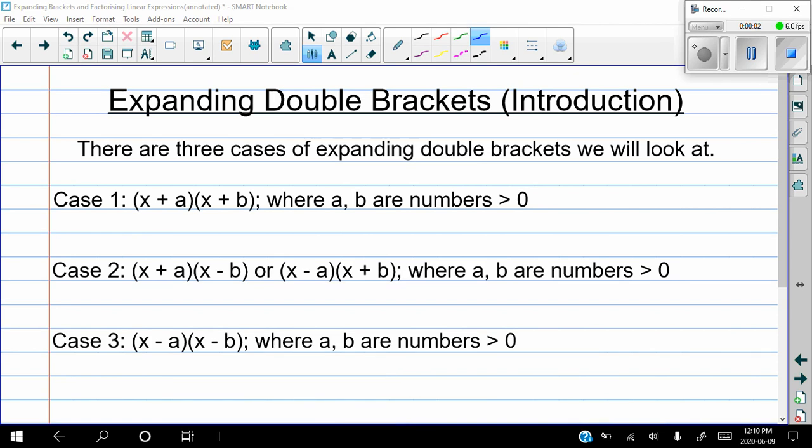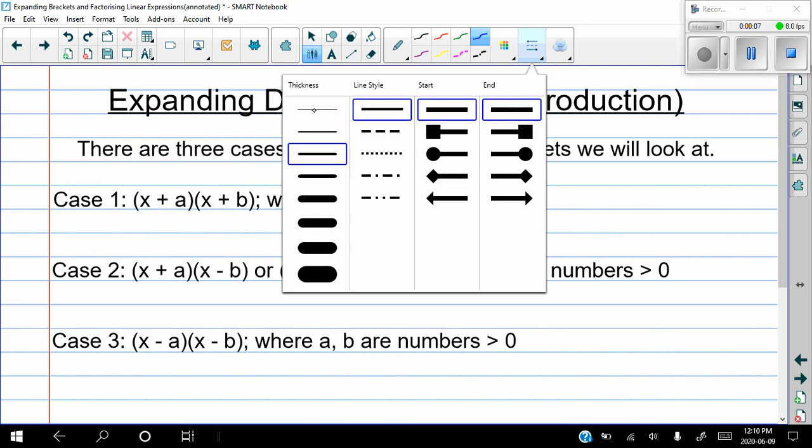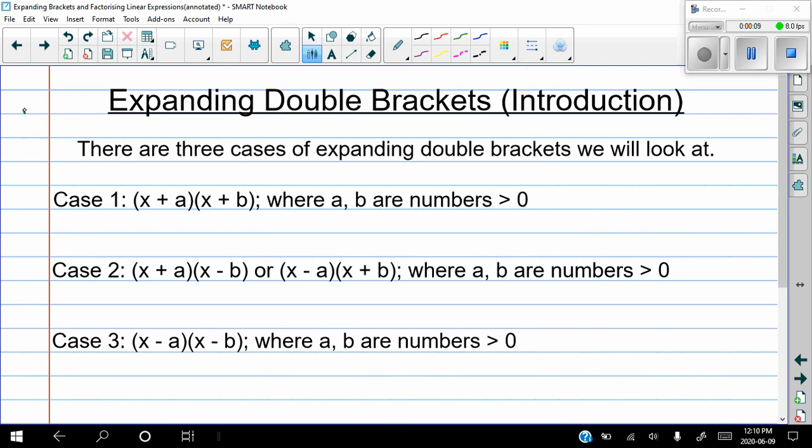So today we're going to do expanding double brackets. We're going to do three different cases of this. It's really just different sign rules. However, I'm going to go case by case, and in each case there's two methods, so you can pick and choose which method. They're both satisfactory. Just depends on what you like.